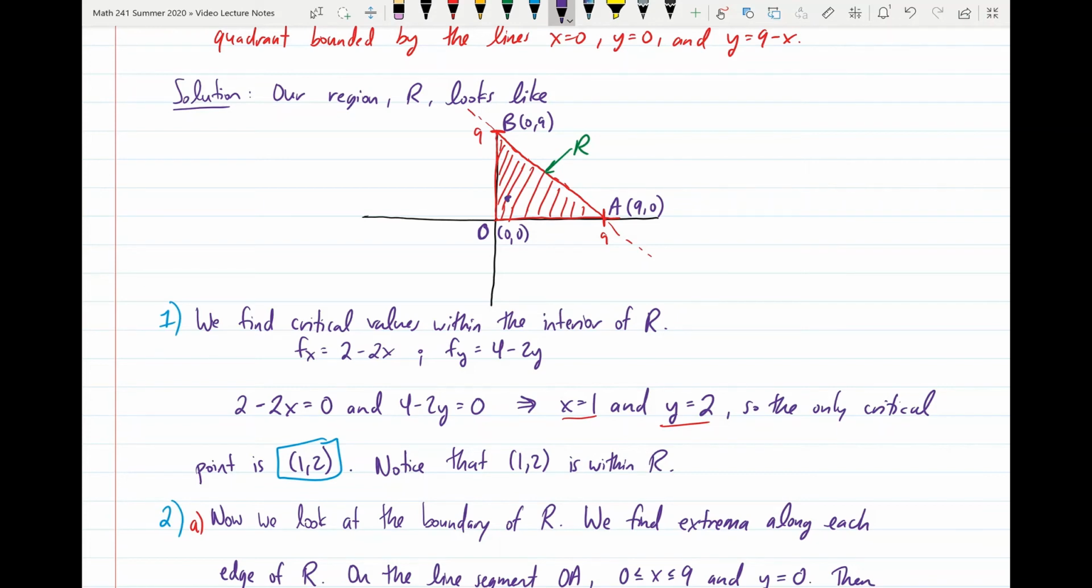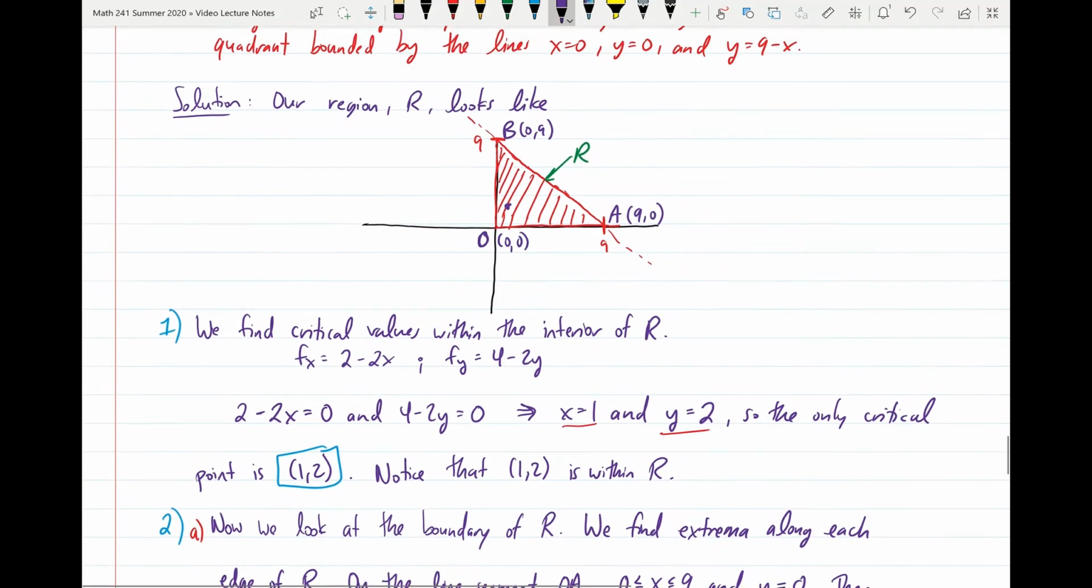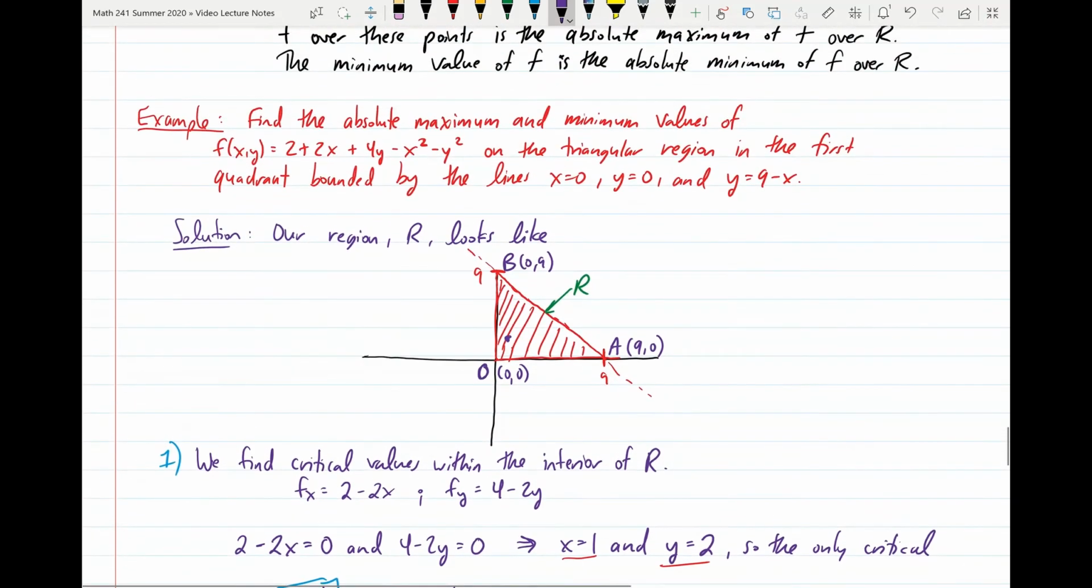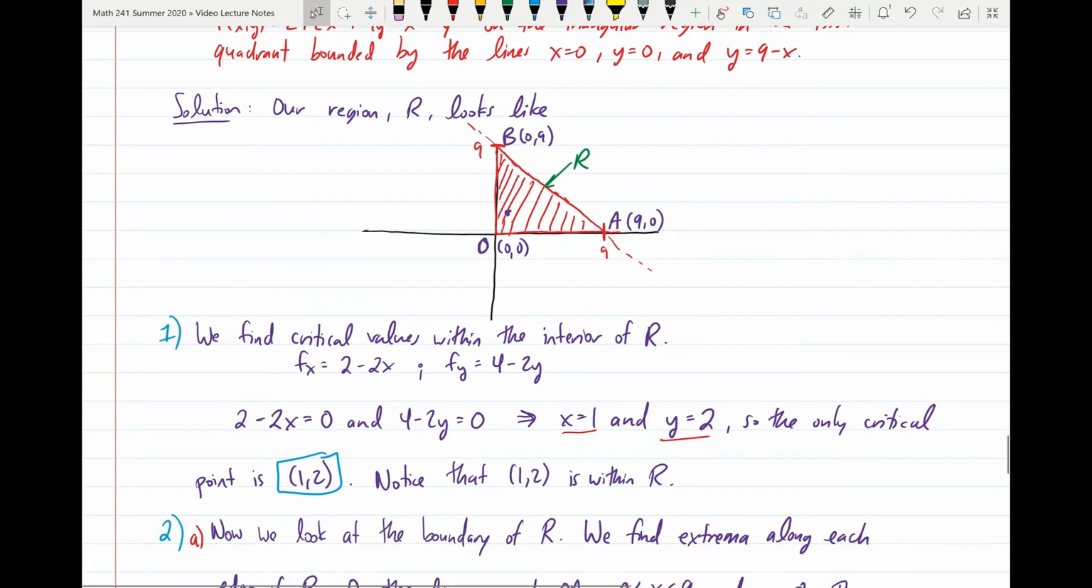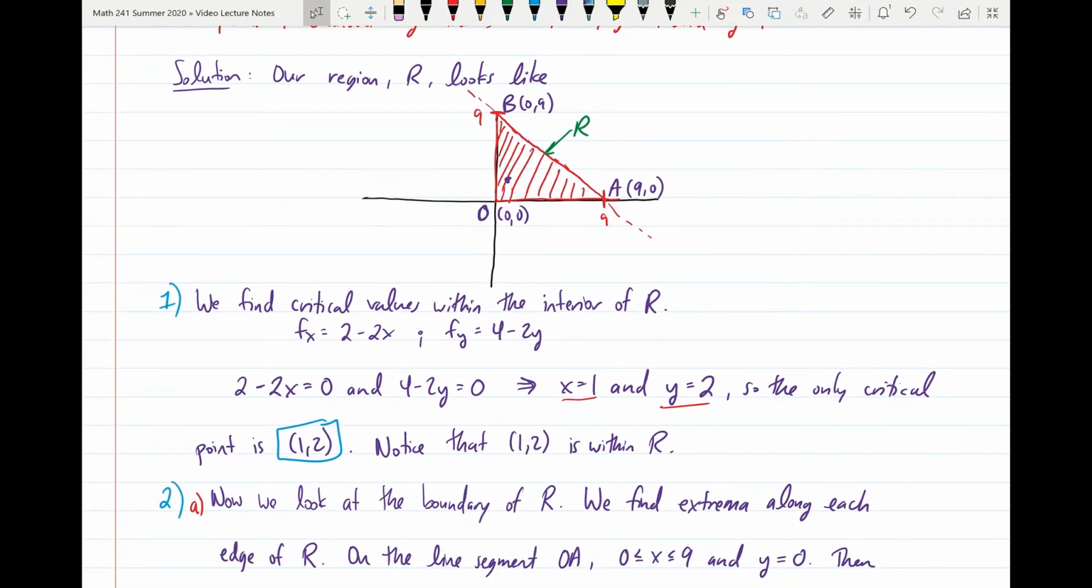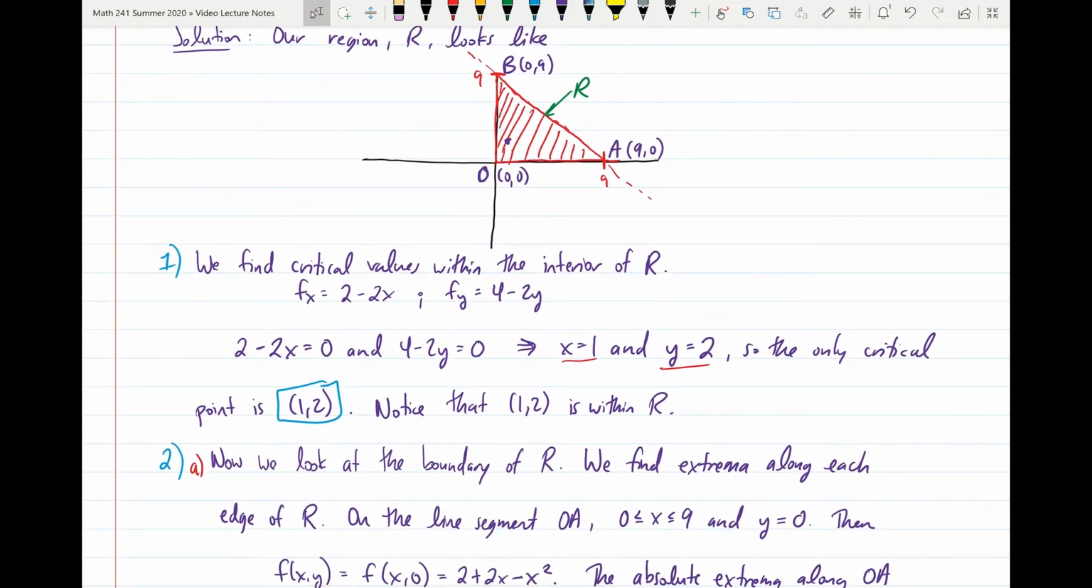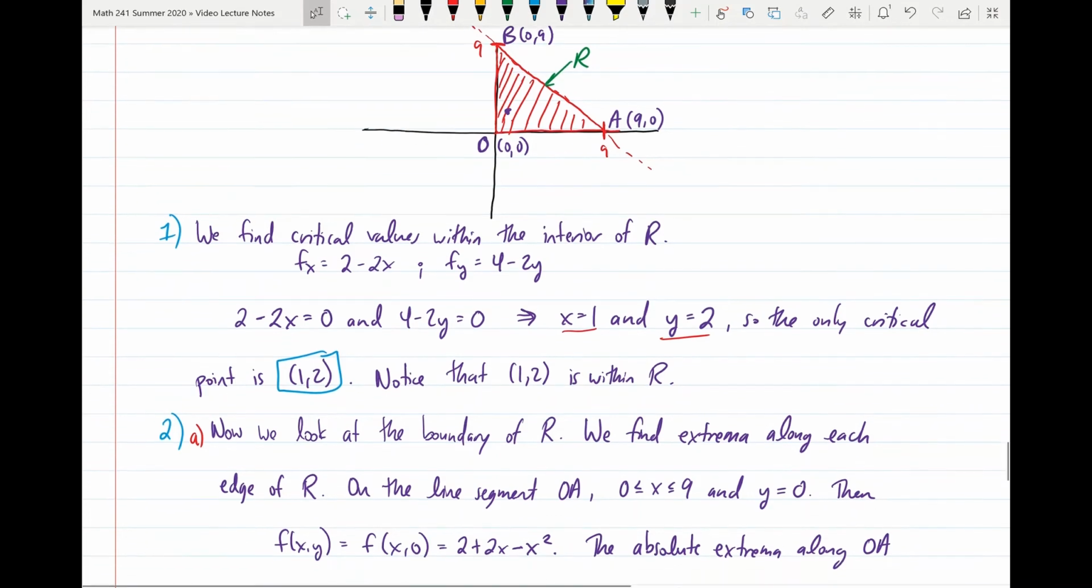If that critical point is not inside of the region R, then we're not going to consider it when we look for absolute maximum and minimum of f specifically inside of that region R. It's just going to be a point that we discard. We don't care about it. So make sure that that point is actually inside of the region of interest.